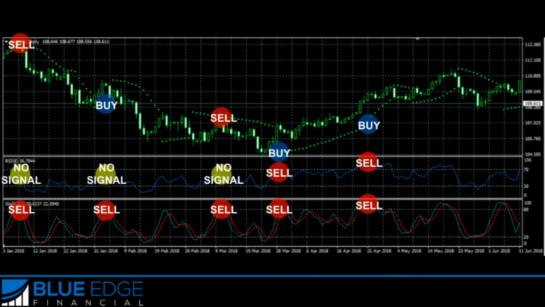So why aren't the indicators perfect every time? It's because they're all calculated differently. Leading indicators just aren't always going to be 100% accurate. They can't predict the future.